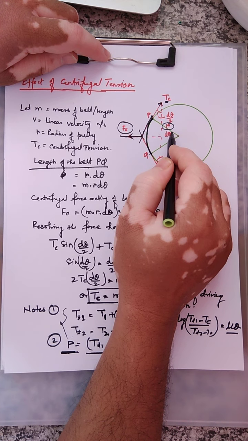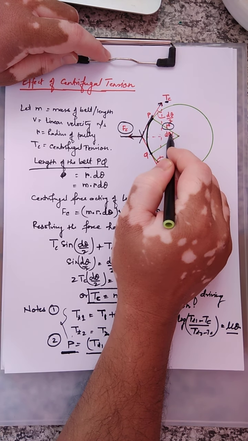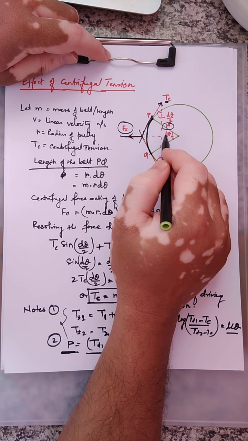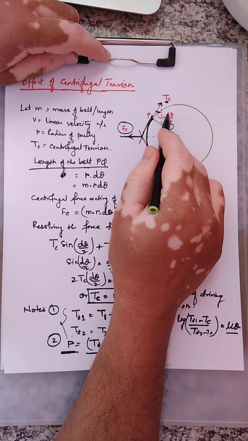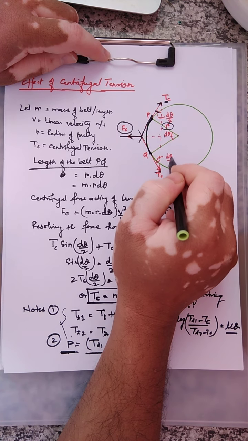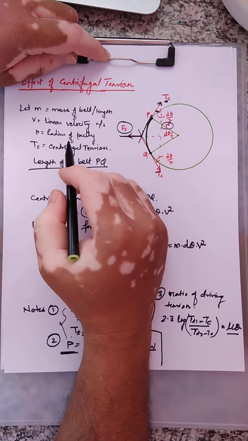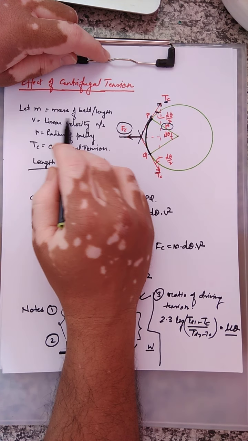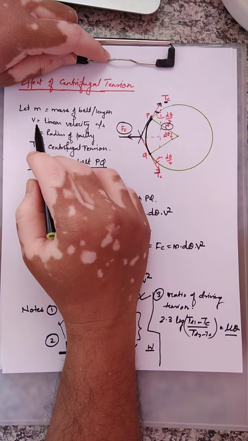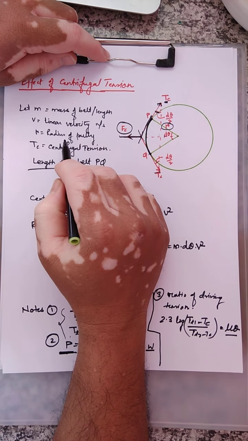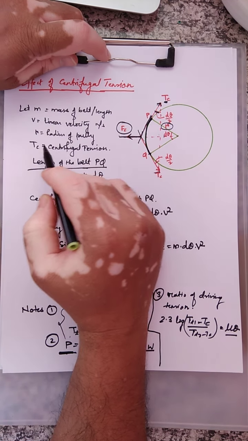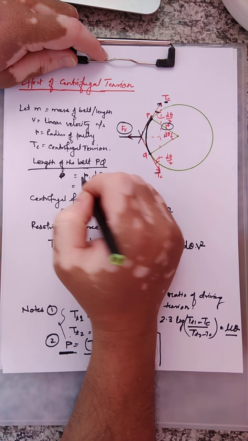Now let us consider this angle dθ, and this is half of the dθ and this is half of the dθ, and from the geometry this angle and this angle will be dθ by 2. Okay, now let m be the mass of the belt per unit length, v the linear velocity in meters per second, r the radius of the pulley, and Tc the centrifugal tension.